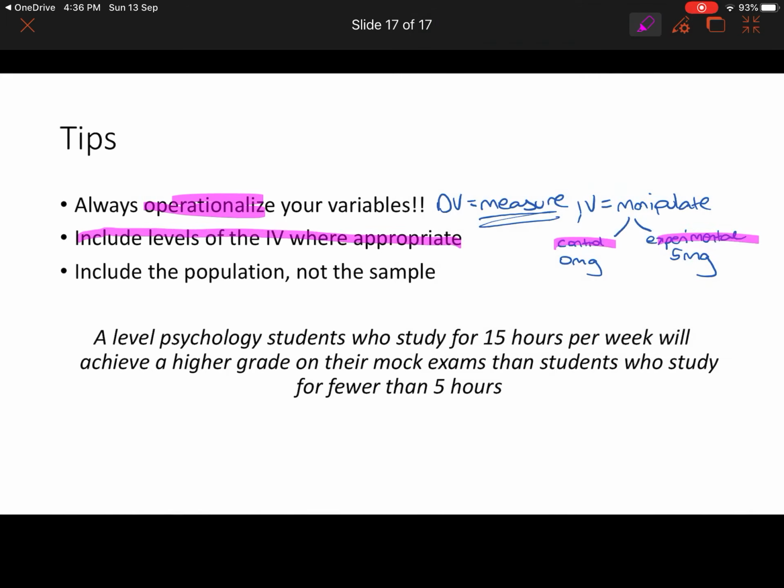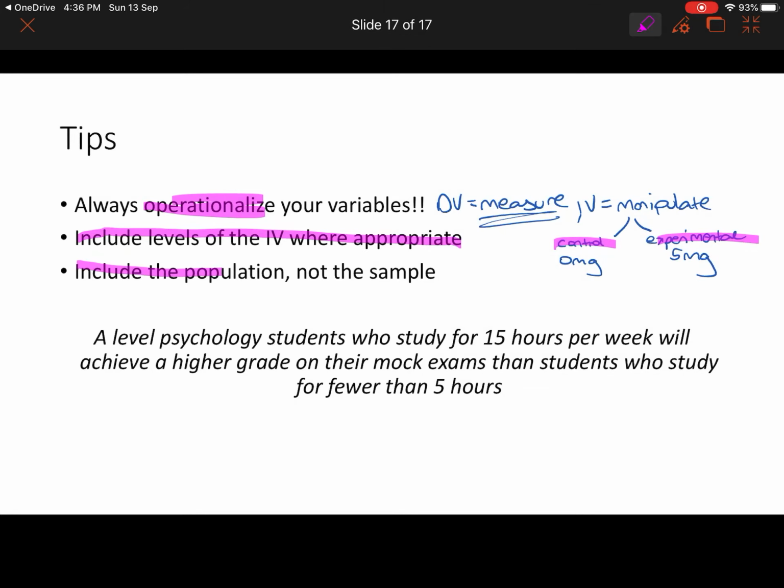So that's what I mean here in this second dot point. Include the levels of the IV. These are our levels here. Quite often, you just have two, a control and one experimental group. But in other studies, you might have a more complex design where you might have a control group and 5 experimental conditions. For example, in Loftus's study, the car crash study, where she had 5 different verbs of impact. In that case, there were 5 levels of the IV, and it would be important in your hypothesis to include all 5 levels of the IV.